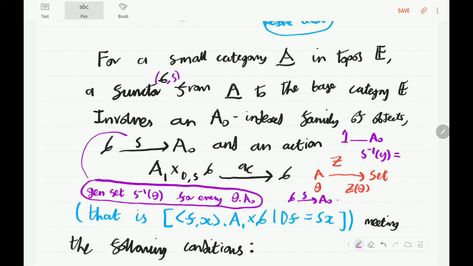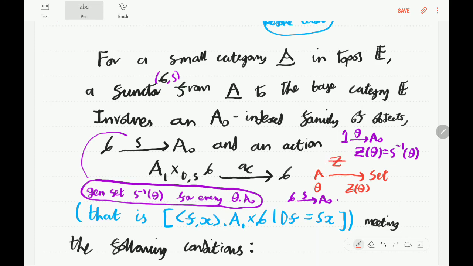Let's say for a point theta of A naught, we can think of Z of theta as the pullback of theta along S. In other words, this is the collection of stuff in zeta which got sent by S to theta.